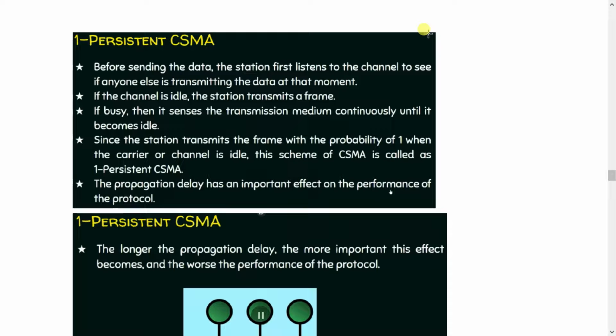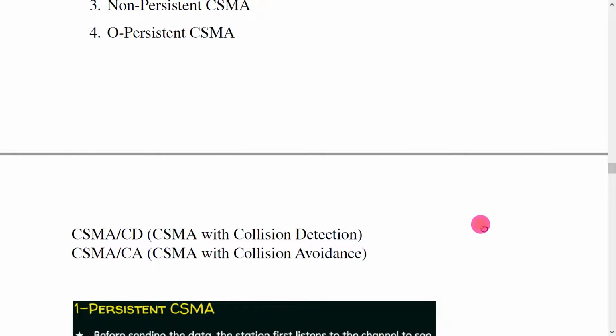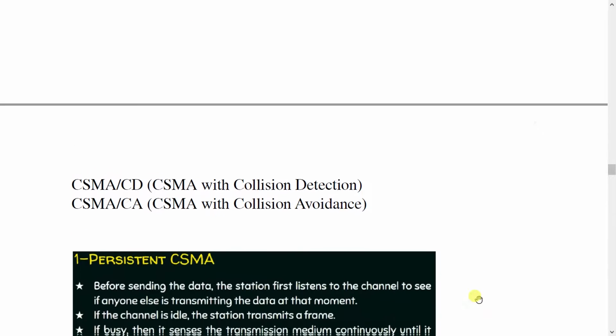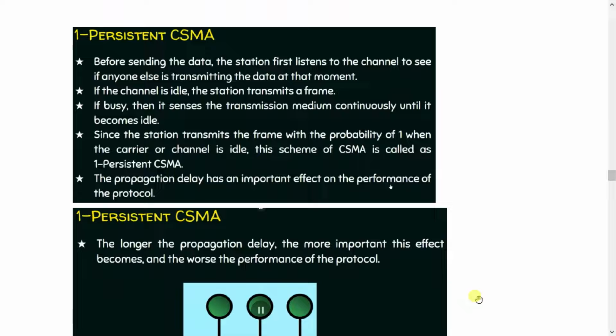So welcome back everyone. In this part we are going to be talking about the different types of CSMA, including one persistent CSMA, P persistent CSMA, non-persistent CSMA, and O persistent CSMA. So the first one, persistent CSMA, what is it?